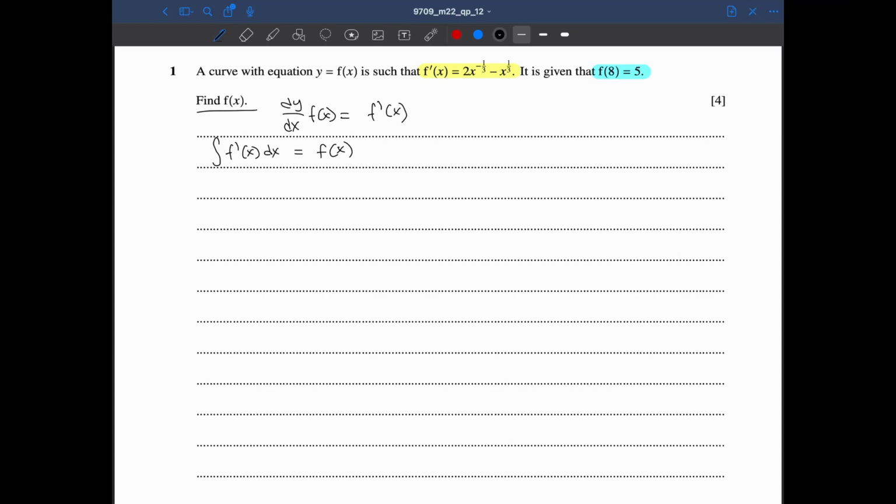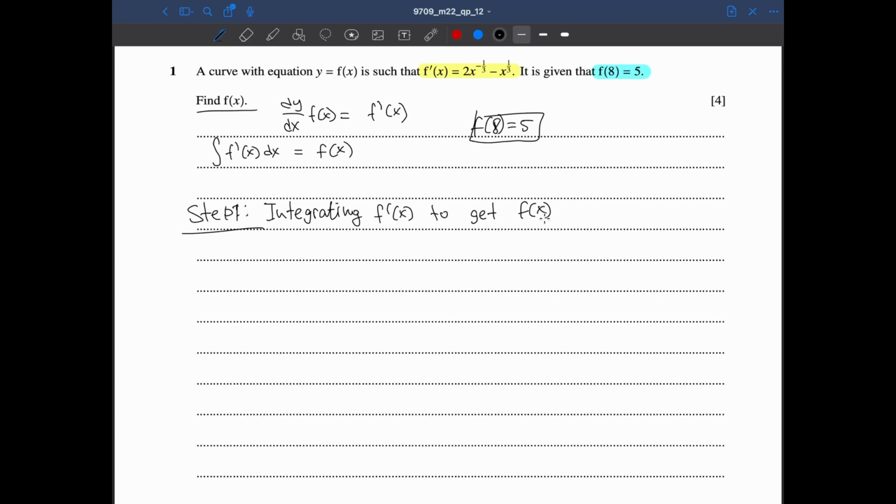When we integrate f prime x, we integrate what's given, and at the end we're going to have a constant plus c, because when we differentiate, the constant just disappears. So we can't be sure what that constant is. But in order to find that constant, we're given that f of 8 equals 5. All right, so step 1 is integrating f prime x to get f of x.